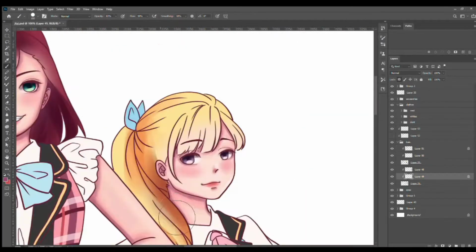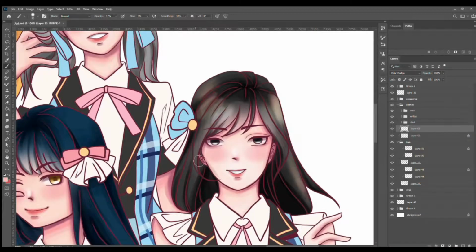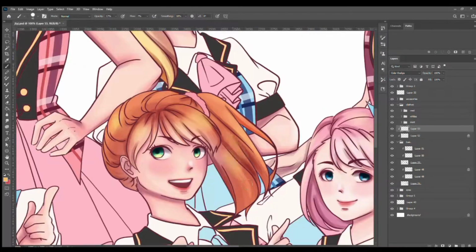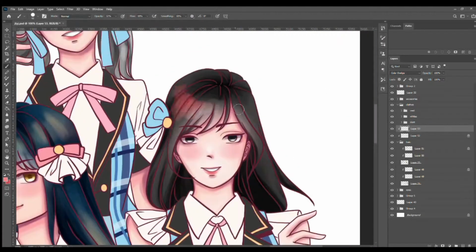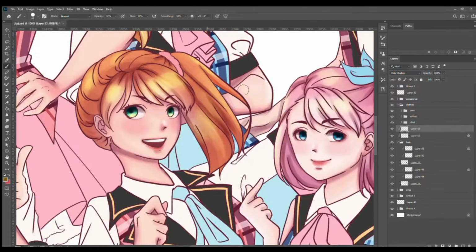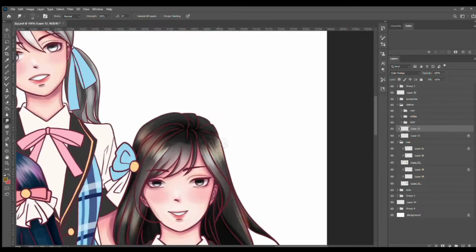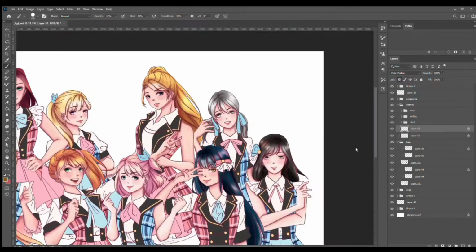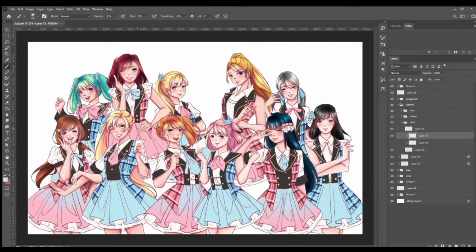I try to avoid making my characters look the same, especially if they are in the same storyline. So again, I try using different expressions, different eyes, and then the hair just comes next. The hair and the eye colors come after the expression.